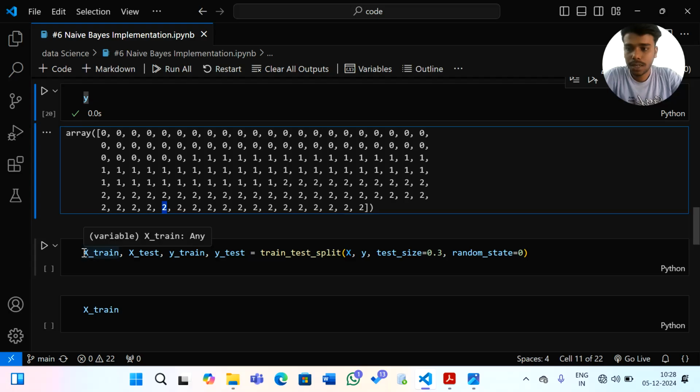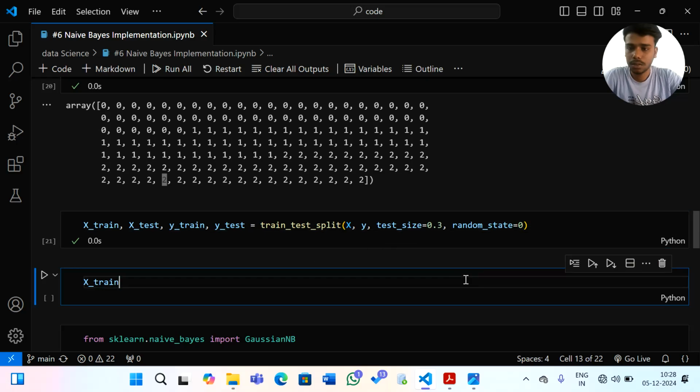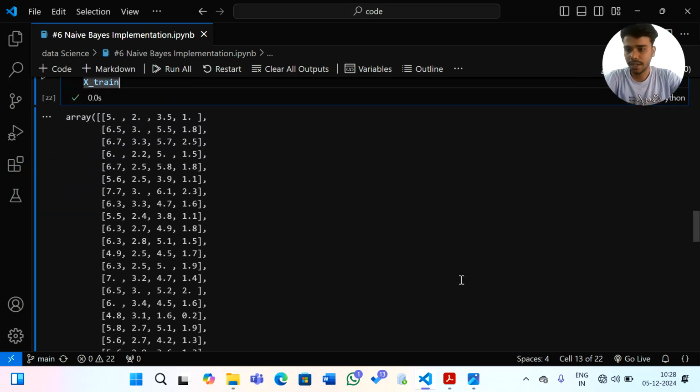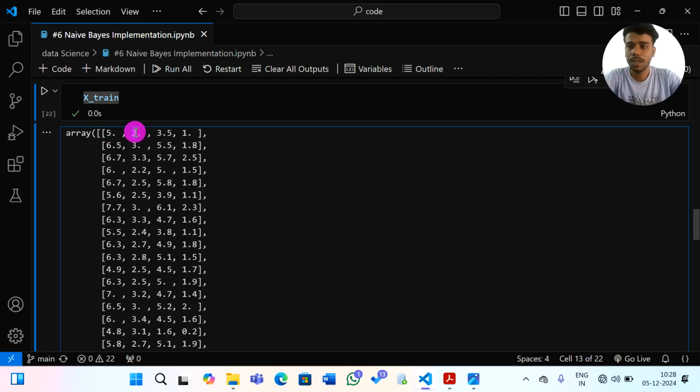Now let's split this using train_test_split, with a test size of 0.3. Let's run it. So it is split. Let's see the X_train data. So this is the X_train data. What does feature independence mean here? You can understand that this feature is independent of this feature. If this feature changes, this other feature is totally independent of it.